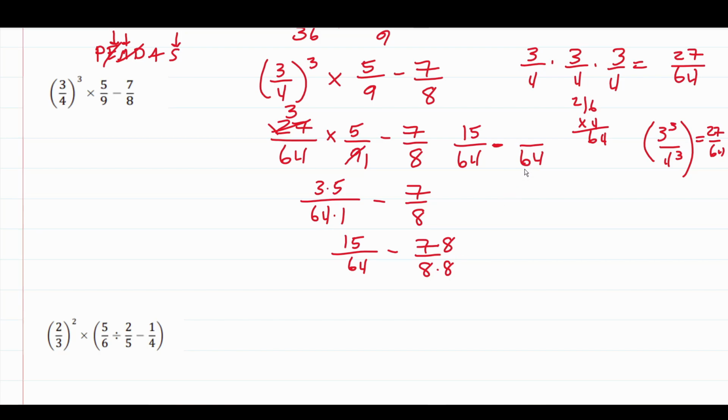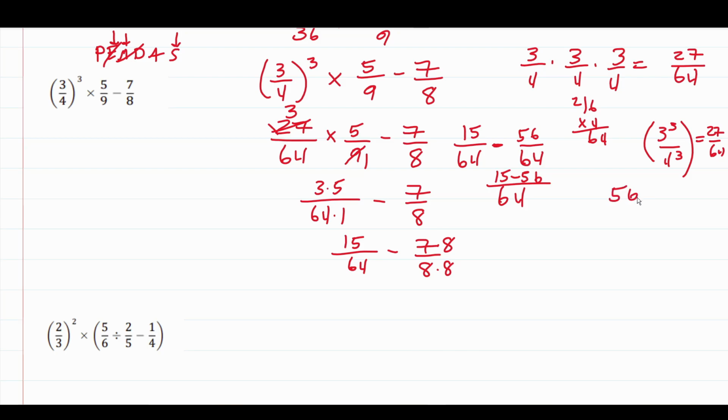8 times 8 is 64. 7 times 8 is 56. Now that we have the same denominator for both fractions, this becomes 15 minus 56 over 64. And this, believe it or not, is not that easy to do without a calculator. The way I like to do it is like this.